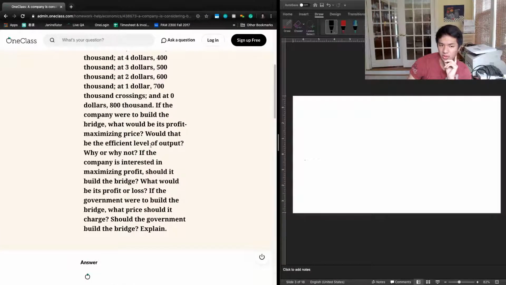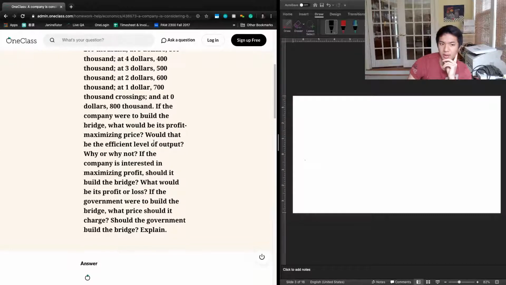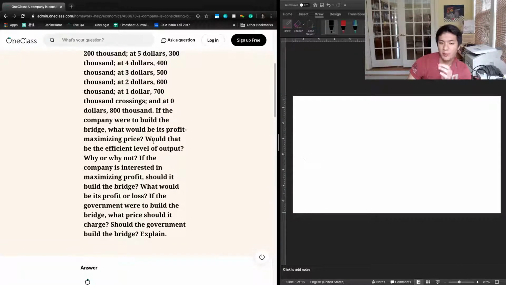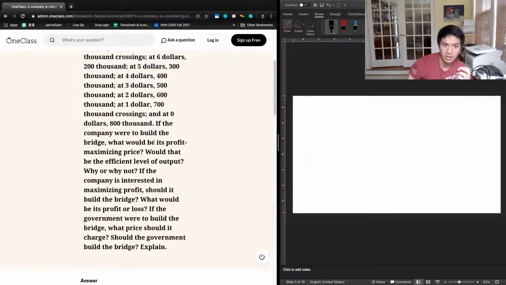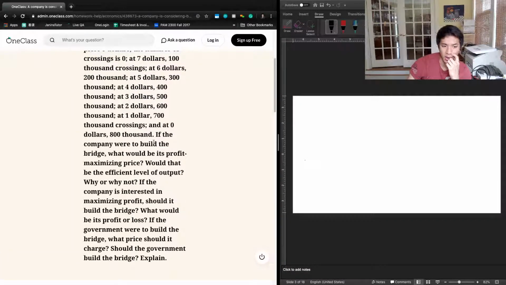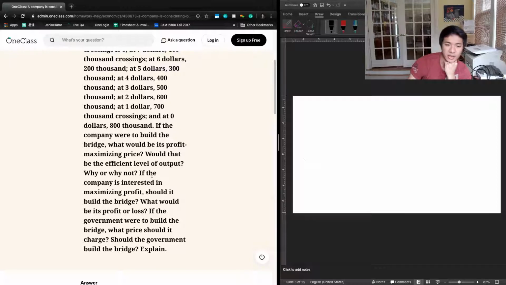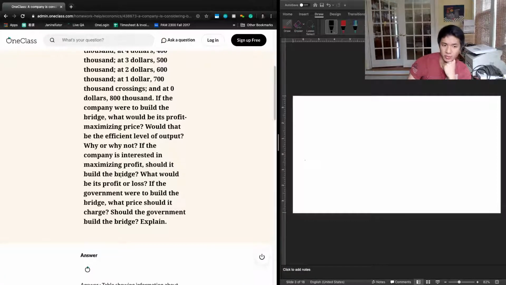Would that be the efficient level of output? Why or why not? It would be the efficient level of output if the company decided that they wanted to build a bridge. Given these numbers, the most efficient thing for the company would be to simply not build a bridge, because the company would rather make 0 than negative 400,000, right? The company's interested in maximizing profit. Should they build a bridge? No, it should simply move on to another project where they would make positive money.